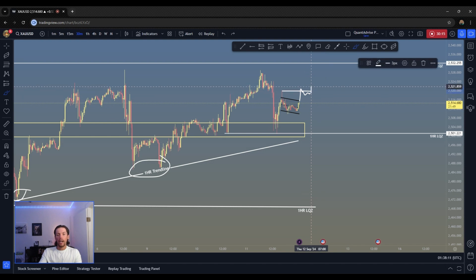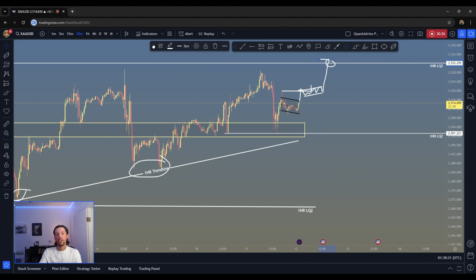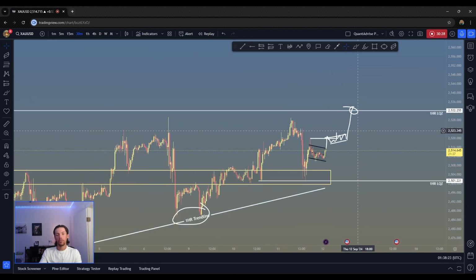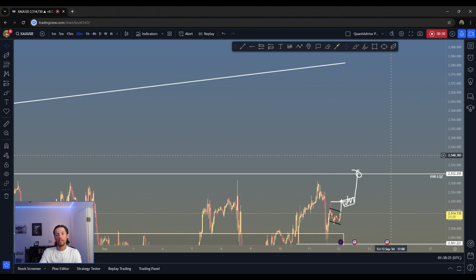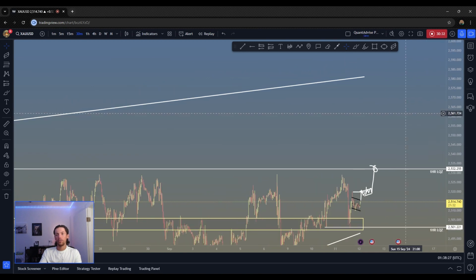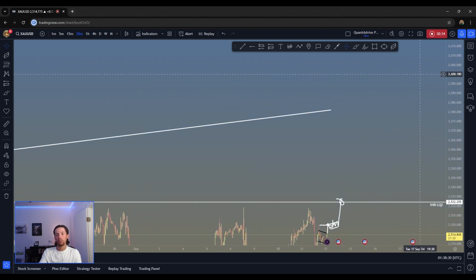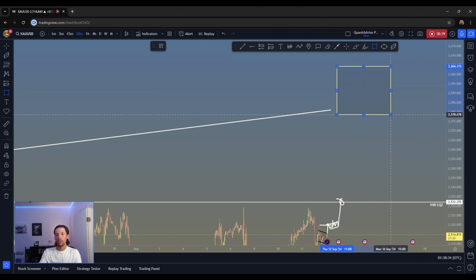But if we don't get that, then I'd love to see price break above this and push upwards to grab this 4-hour liquidity zone. Or sorry, this 1-hour liquidity zone, and then looking for some highs up into the 2600 area, potentially somewhere in there.